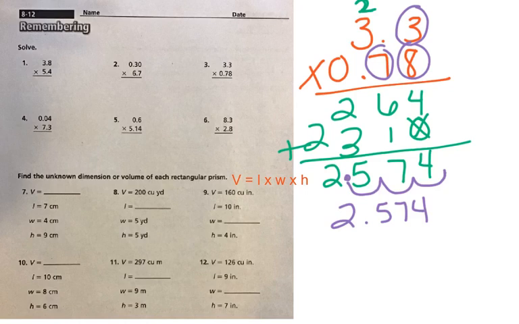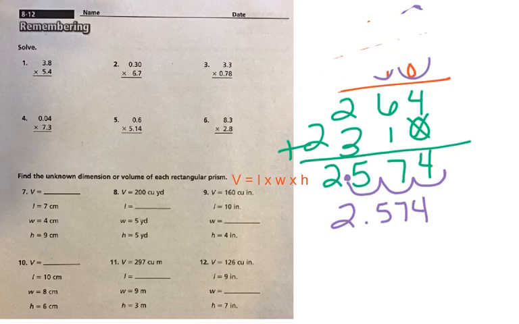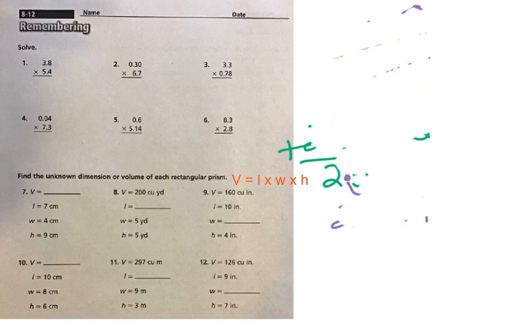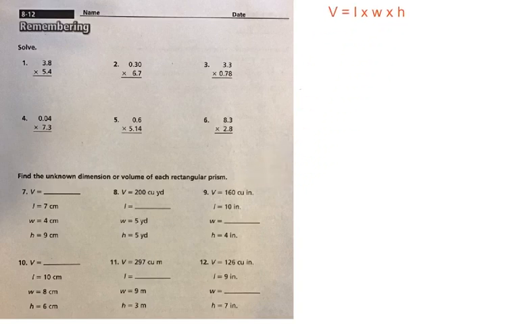You can see down here on numbers 7 through 12, we're working with volume again, and I put our formula for volume up here so that you can see it. Volume is equal to length times width times height, and you are going to do the same thing that we did in our last lesson on Tuesday, and figure out what is missing. Volume, length, or width. The height isn't missing in any of these problems.